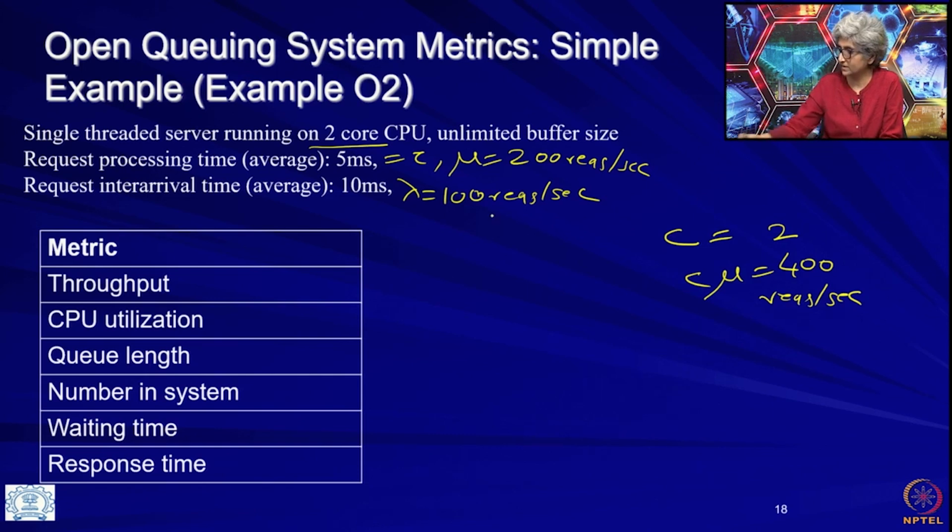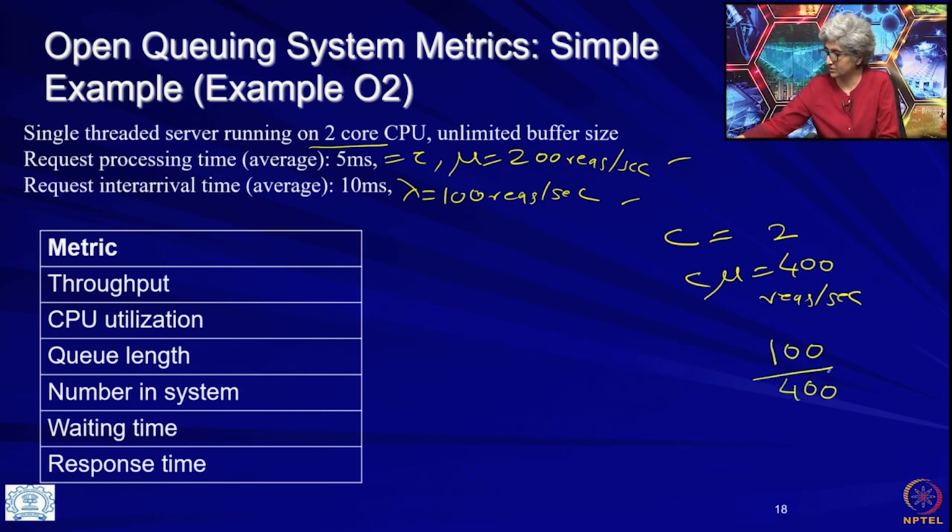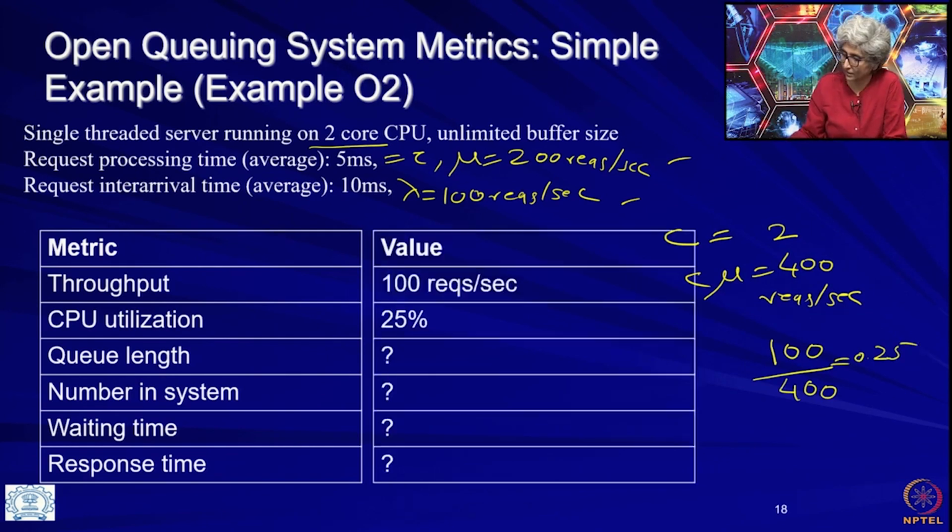Throughput 100 is less than 400, so it is going to remain as 100. Utilization, now remember everything is the same about the system, and just instead of 1 core CPU we have 2 cores, okay. So, if we have 2 cores, work is going to get divided. Earlier we got 50%, now it will be 25%, and if you want to apply the formula, it is going to be 100 by 400, right, that is equal to 0.25. So, that is what we get.